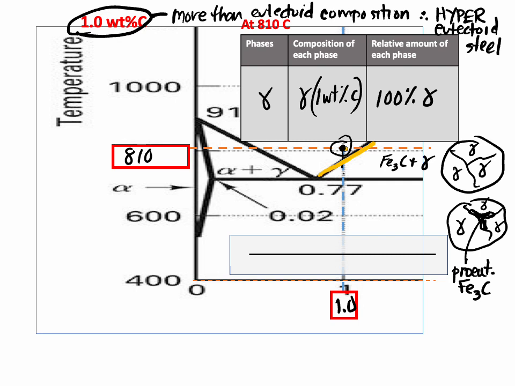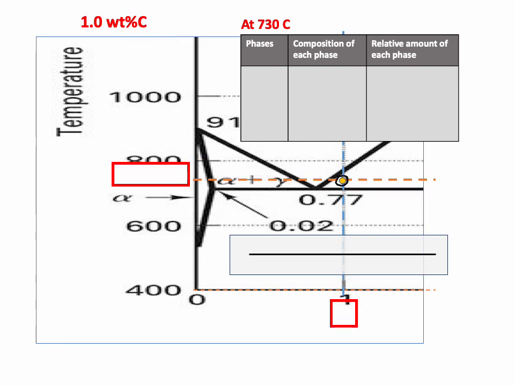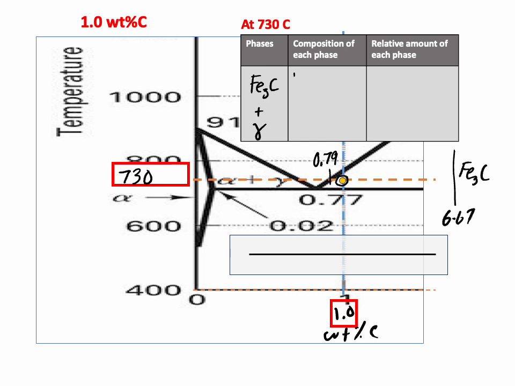And so when we look at 730, which is the next slide, we'll be in that two-phase region. So we're here. We're in the two-phase region, so I've got cementite and gamma. No alpha because we're on the right side here at 730. Here's my composition, about 0.79, composition of gamma. And way over here, cementite has a composition of 6.67. So cementite is 6.67 weight percent carbon, and gamma is 0.79 weight percent carbon.